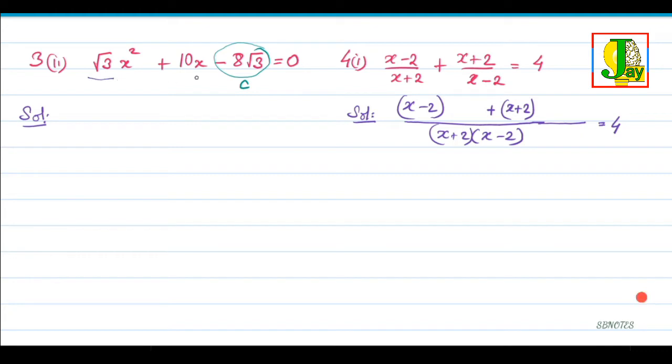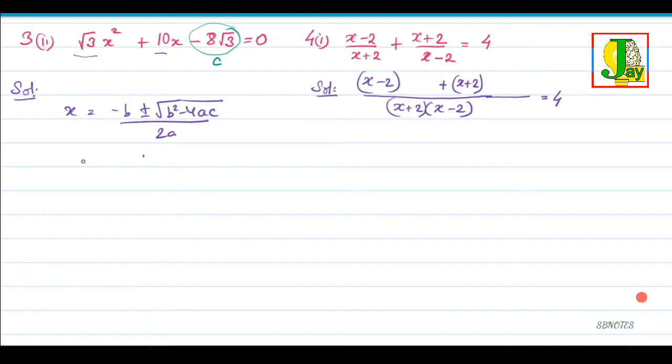So here we have a is root 3, b is 10, and c is again minus 8 root 3. Okay, so x equals minus b plus minus root over b square minus 4ac, by 2a. That's right. So putting the values, we get minus 10 plus minus root over b square, 10 square is 100, minus 4ac, that's 4 times a which is root 3, and c is minus 8 root 3.